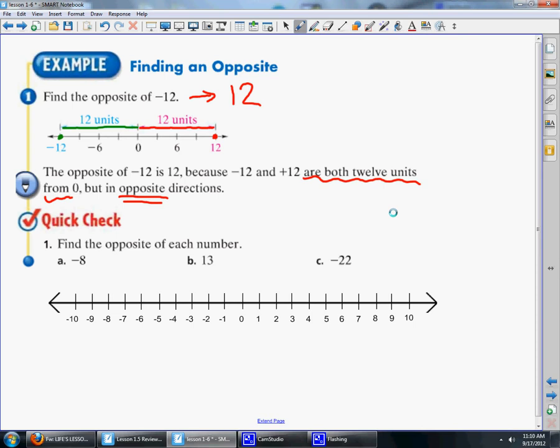So we want to find the opposite of each number. So the opposite of negative 8, here's negative 8, it is 8 units away from 0. So the opposite of negative 8 is going to be positive 8. The opposite of 13 is going to be negative 13, and the opposite of negative 22 is going to be 22. So if it's negative, you change it to a positive, and if it's positive, you change it to a negative.